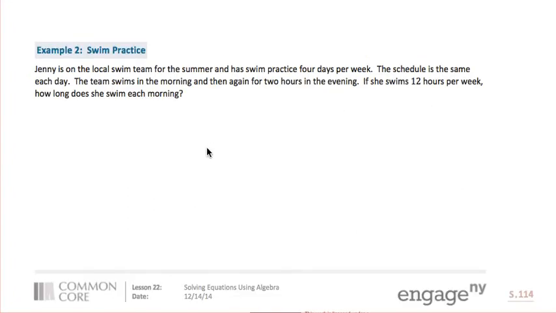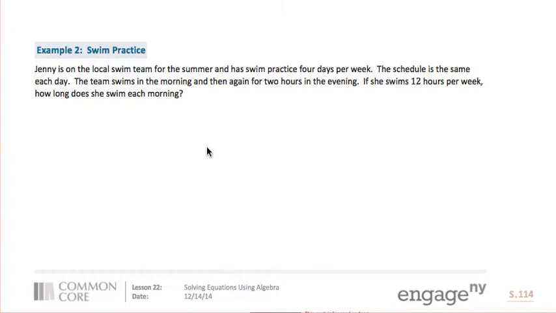In Example 2, Jenny is on the local swim team for the summer and has swim practice 4 days per week. The schedule is the same each day. The team swims in the morning and then again for 2 hours in the evening. If she swims 12 hours per week, how long does she swim each morning?